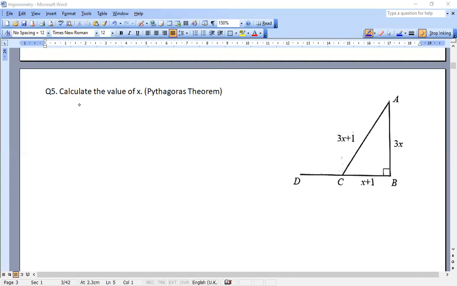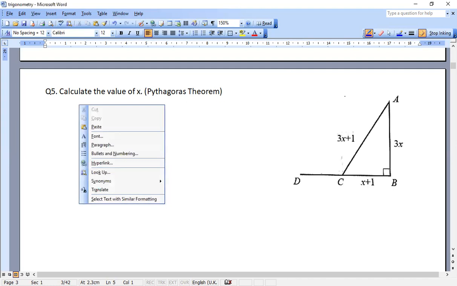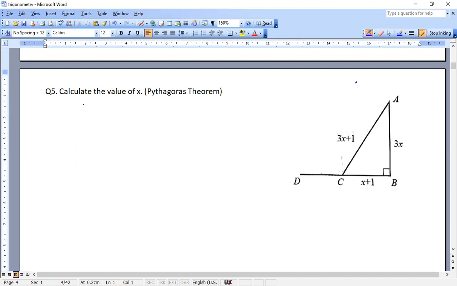According to Pythagoras theorem, hypotenuse, which is 3x plus 1, hypotenuse square is equal to base square, base is x plus 1, let's say. So x plus 1 square plus perpendicular square, which is 3x square as well. Okay, now that I have constructed an equation, I'll only need to simplify so that I can solve it. 3x plus 1 whole square.